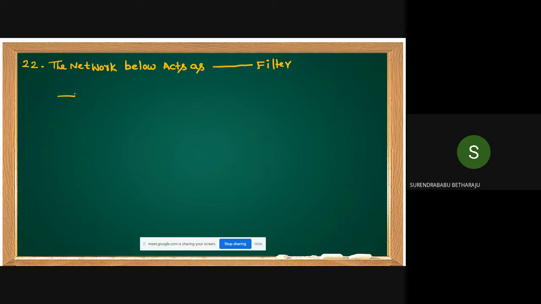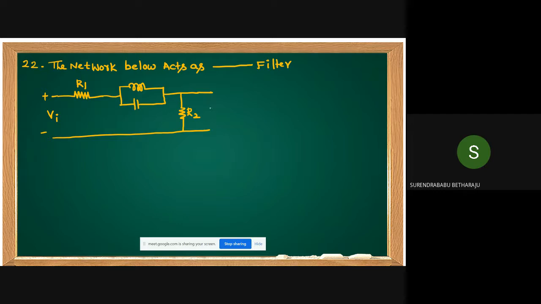Here, this is the given network. This is R1, and these are the L and C elements, and this is R2. Values are not given. Without the values, we want to identify which filter this circuit acts as. This is plus minus Vi, and this is V0.